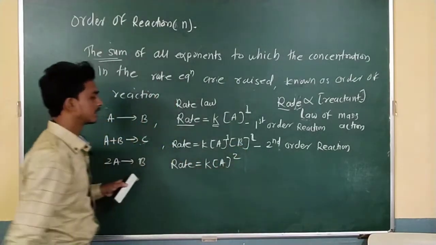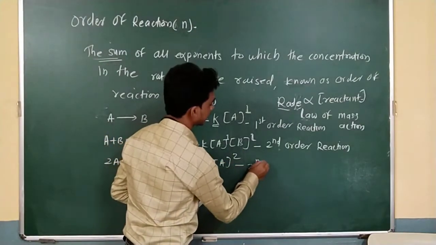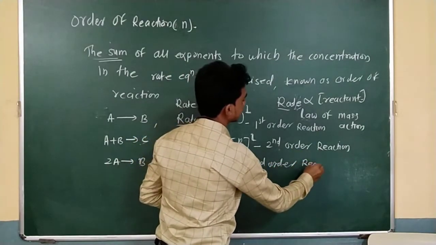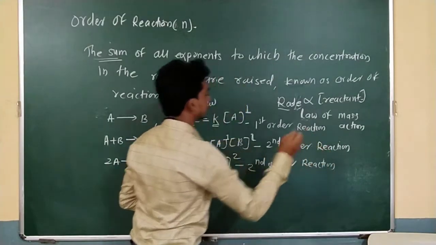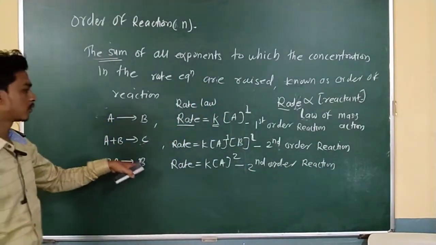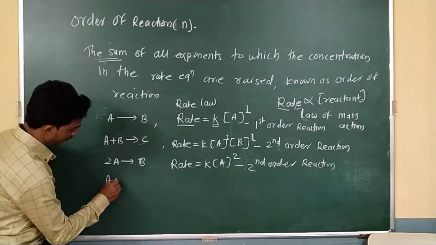Concentration of A, exponent is 2. So I can say this reaction is a second order reaction. I can say this reaction is also a second order reaction. Okay, so this is another type of second order reaction. So here is also a third order reaction.